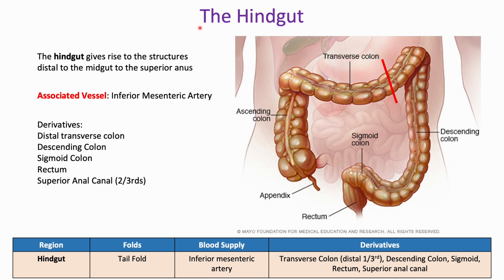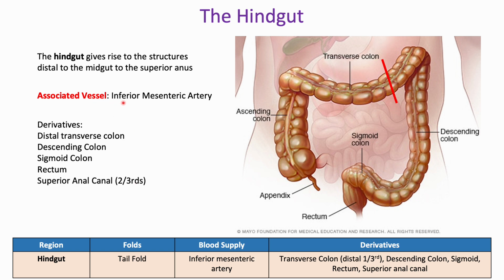Okay, next up we have the hindgut. So the hindgut is giving rise to all of the structures from the end of the midgut all the way to the superior anal canal, and so that's going to be the distal third of the transverse colon, the descending colon, sigmoid colon, rectum, and superior anal canal, specifically the superior 2/3, and we're going to talk about why that is in just a moment.